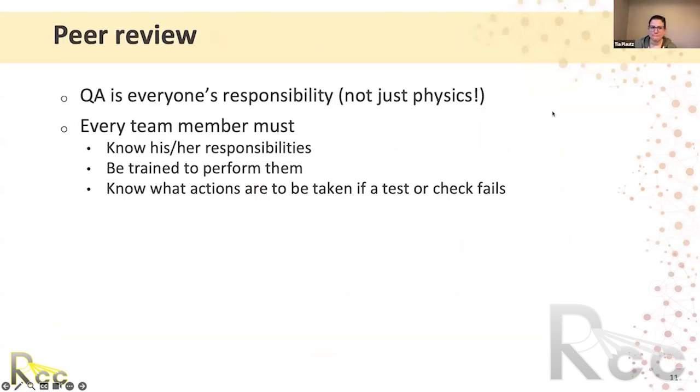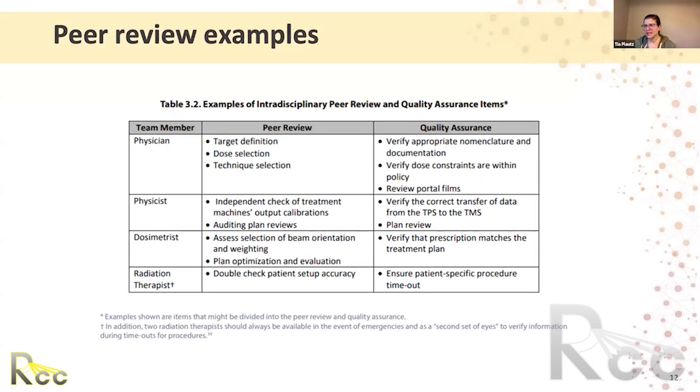So peer review. One very important thing to remember is that QA is everybody's responsibility. It's not just a physics task. Every team member in the clinic should know his or her responsibilities. They should be trained to perform them, and they should know what actions are to be taken if a test or a check fails. So this table I pulled out of that document, Safety is No Accident.